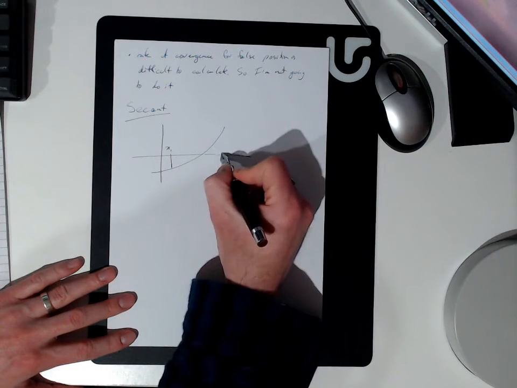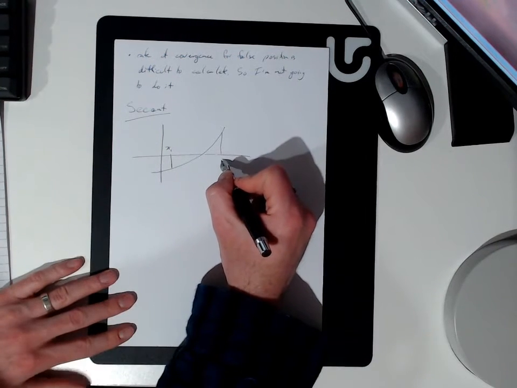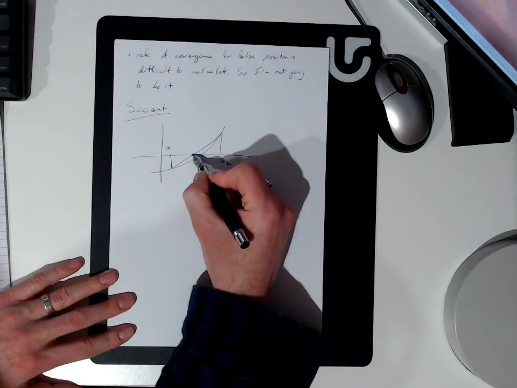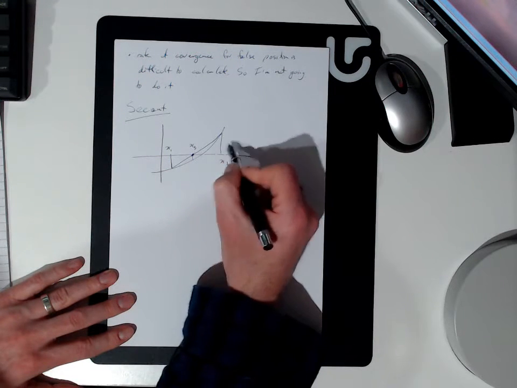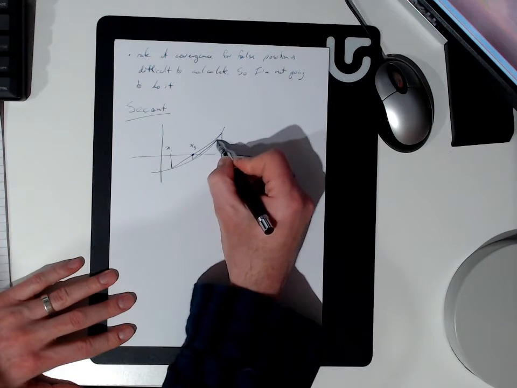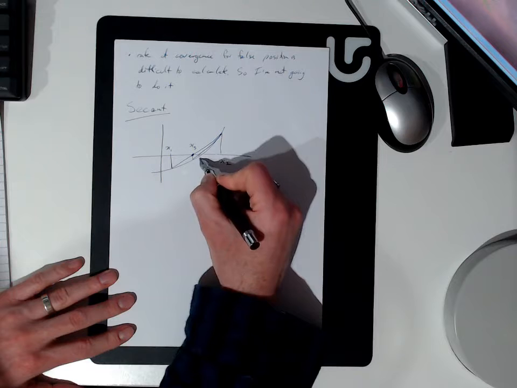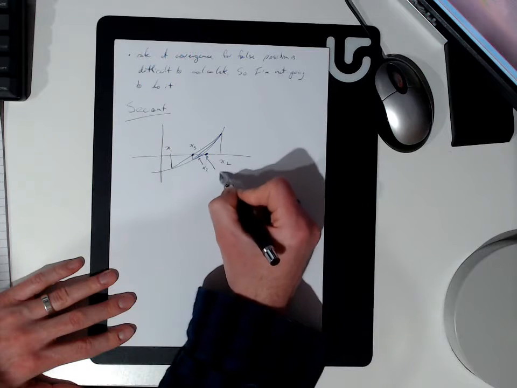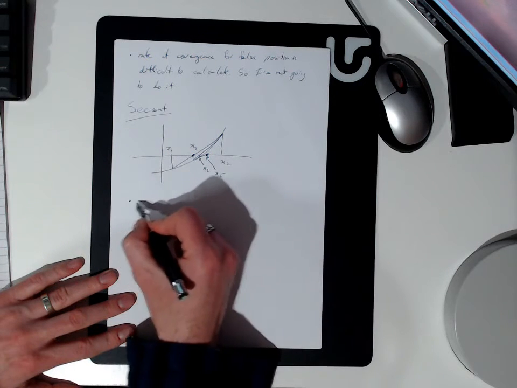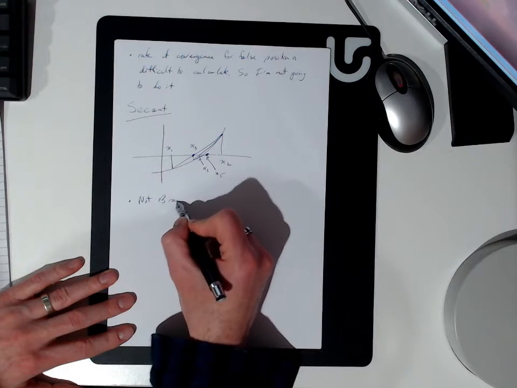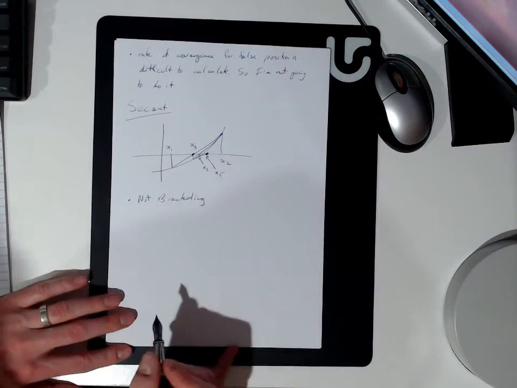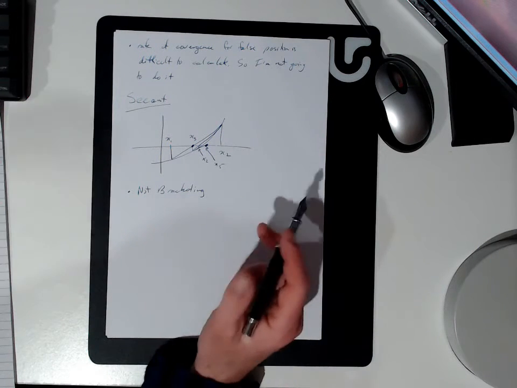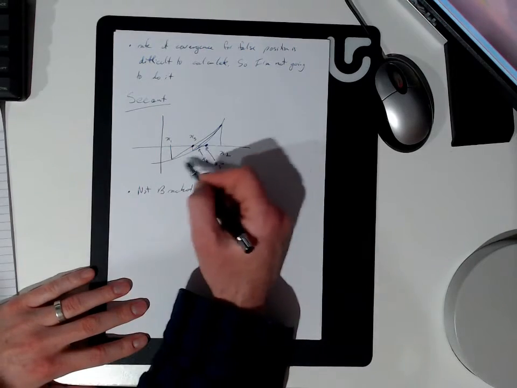We have x1, and I'm not going to call this y1, I'm going to call it x2. We use a straight line, find the intersection, and I'll pick that as x3. Then I use x2 and x3 to find another estimate, and I'm going to call that x4. Then I use x3 and x4 to find another estimate, and I will call that x5. So this is not bracketing, meaning that we don't know where the root is. This was a secant starting with a bracketed root.